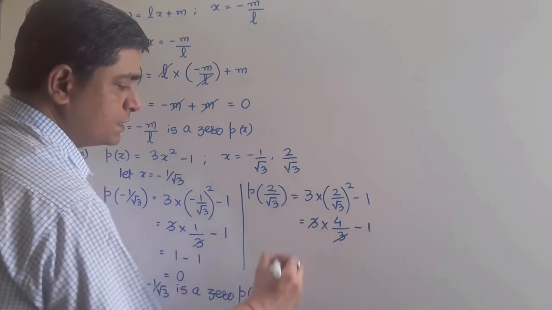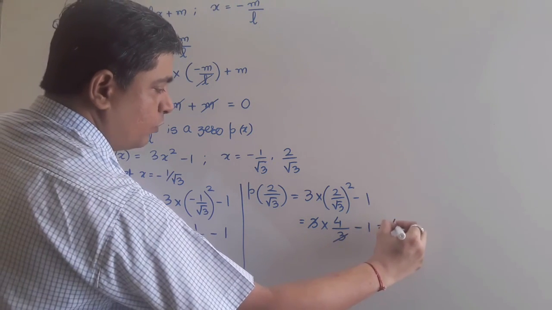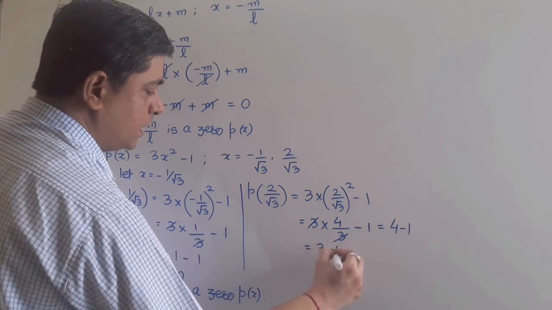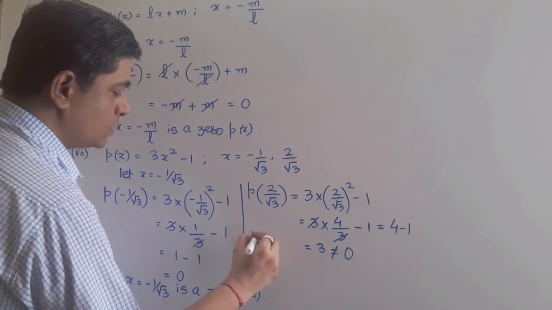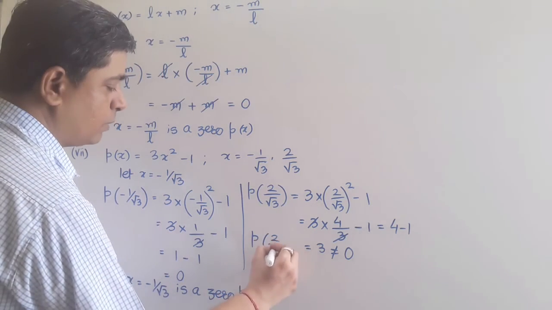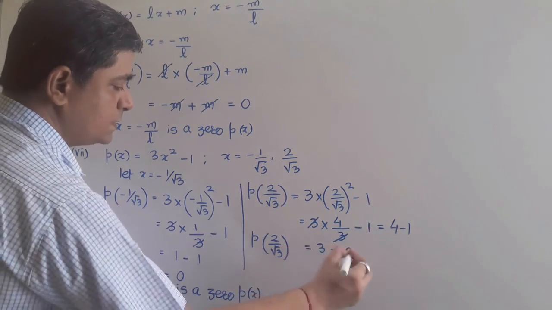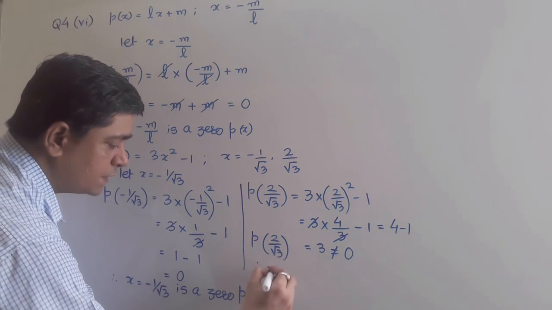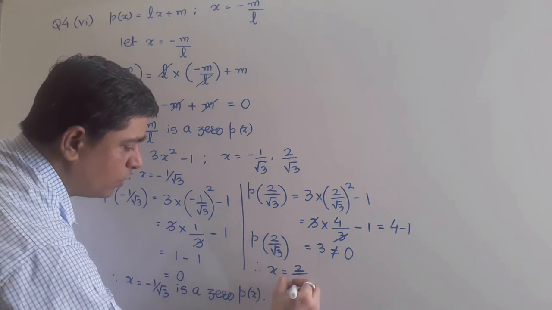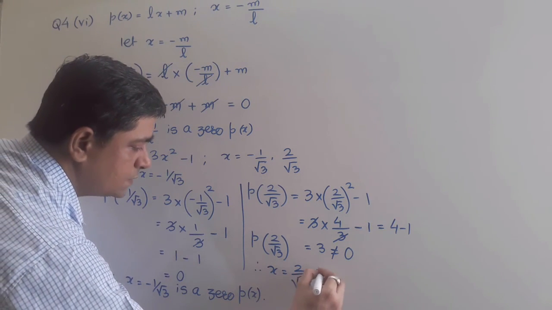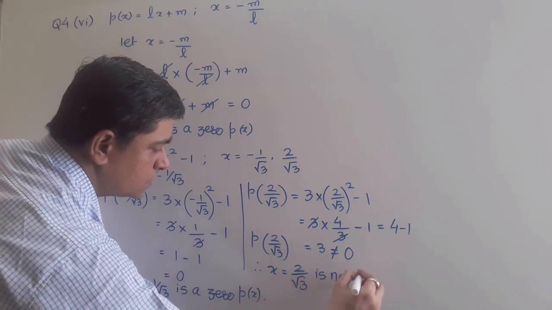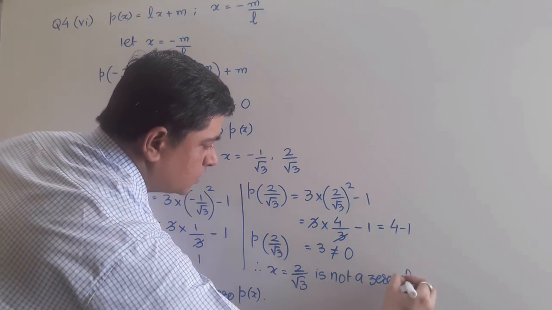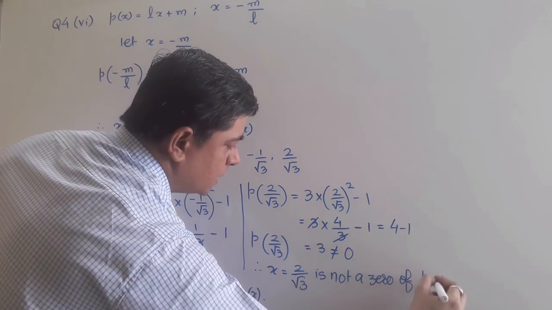3 and 3 got cancelled. So what remains here? 4 minus 1. 4 minus 1 is equal to 3, and 3 cannot be equal to 0. So we can say that p of 2 upon under root of 3 is not equal to 0. So we can say therefore x is equal to 2 upon under root of 3 is not a 0 of p of x. Okay, and this will be the final answer.